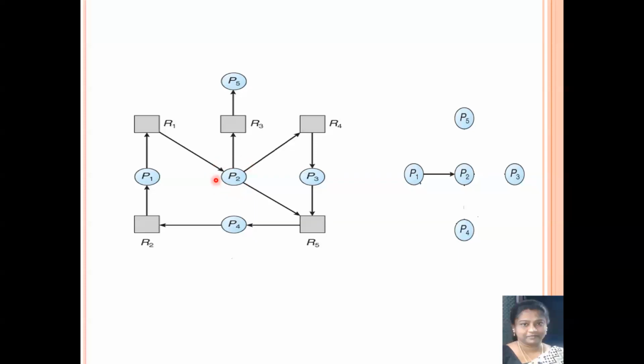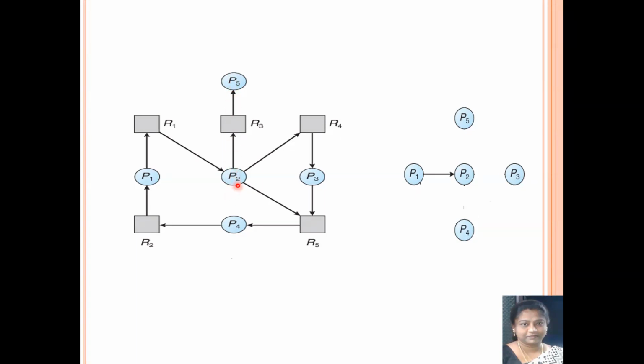With respect to P2, what do you observe? Now P2 is waiting for which processes? Look at the resource allocation graph and then let's find out. P2 is requesting R3 held by P5. That means I must draw an edge from P2 to P5. P2 is waiting for P5.